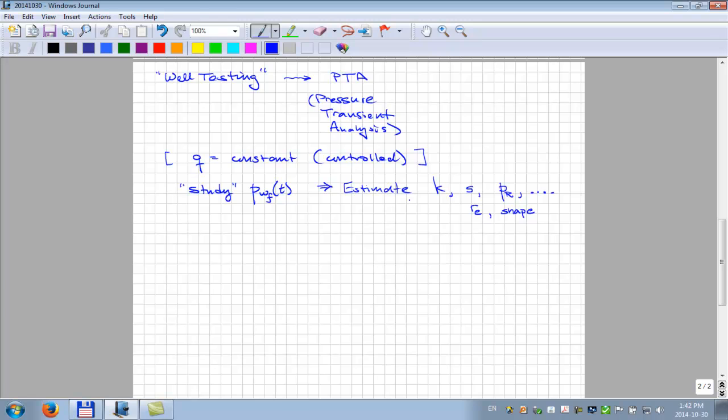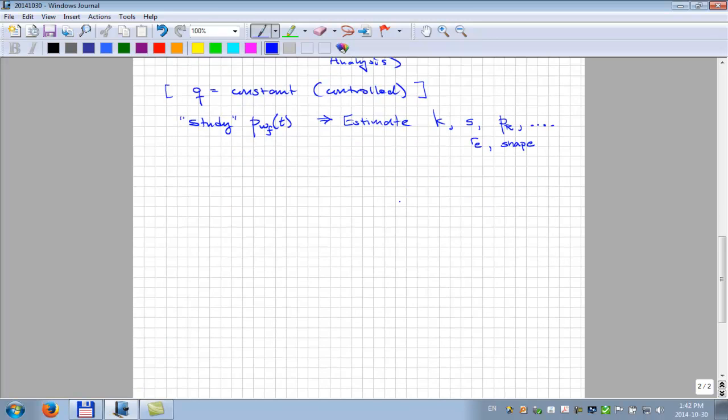Now, how this is done. I want to try to get through this, how this is done, just approximately. Well, we start with the same equation, okay? But we make a couple of changes.